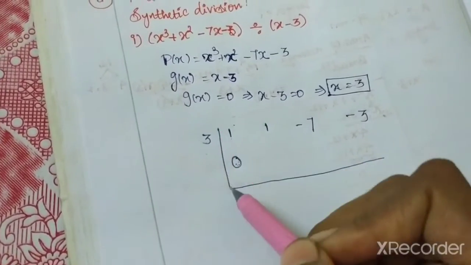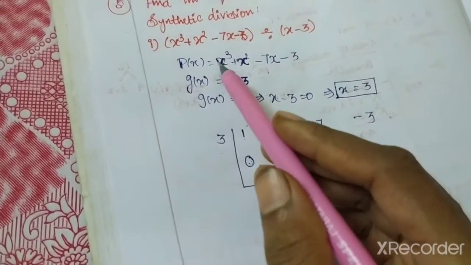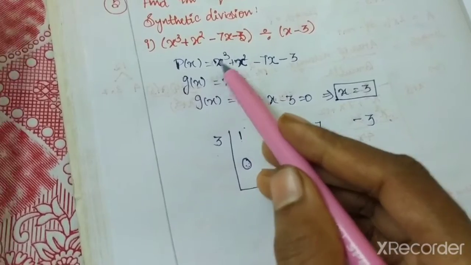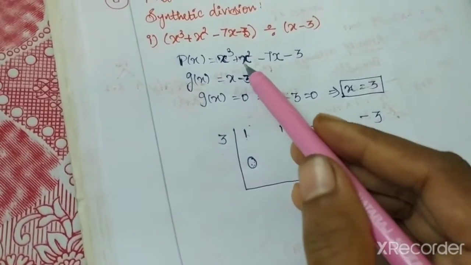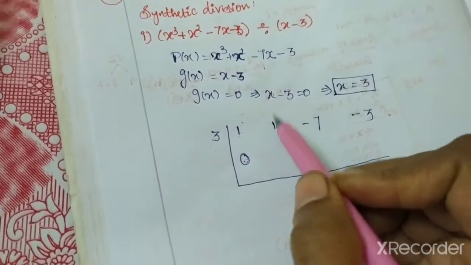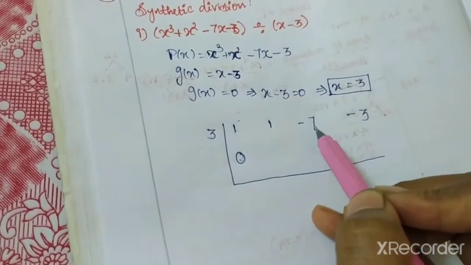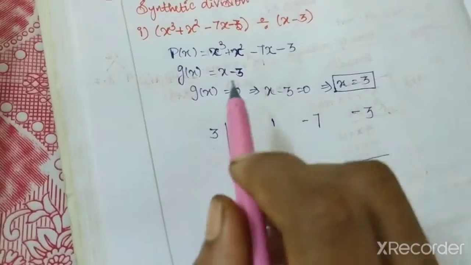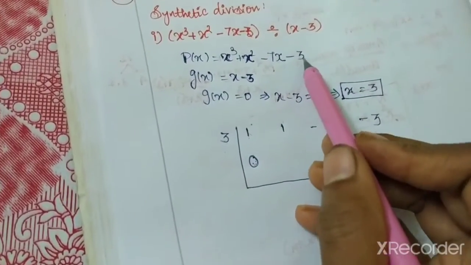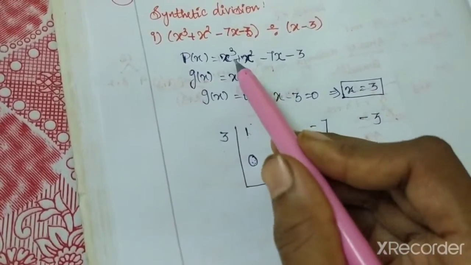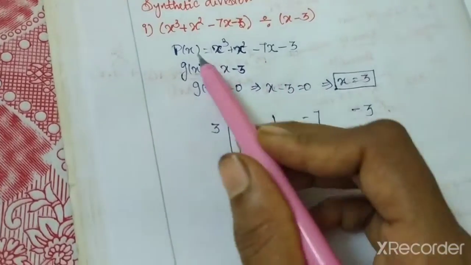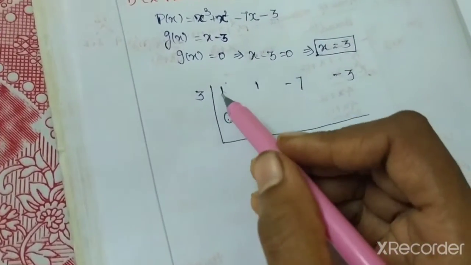So the first value, the L shape, represents the coefficient of x cube. 1 into x cube, so 1. 1 into x square, so positive 1. Then minus 7 into x, so the coefficient is minus 7. With the sign you should write. And minus 3 is your constant. It should be in the standard form: constant, then x, then x square, then x cube. So first I am taking a 0.